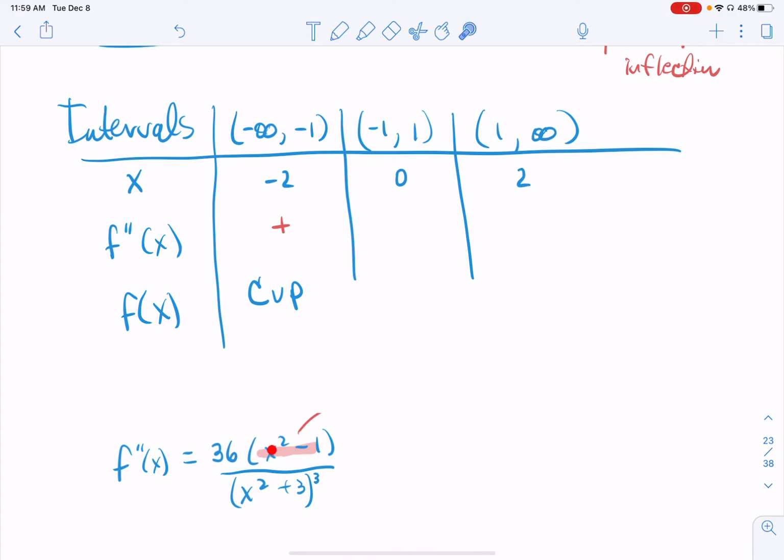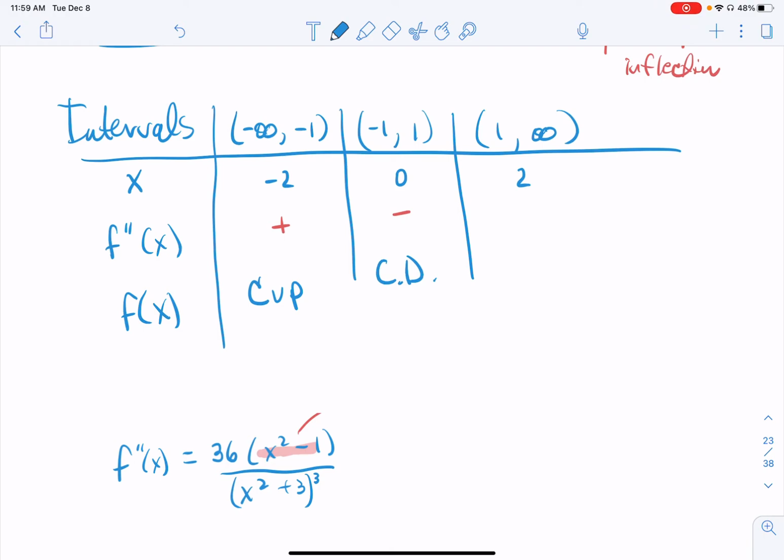If I stick in 0 here, this is going to be a -1 up top, and it doesn't matter what's down here on the bottom. This thing is always going to be some sort of positive number. So a negative divided by positive gives me a negative overall. So negative, and this one is concave down, CD. We got a cup, and we have a CD.